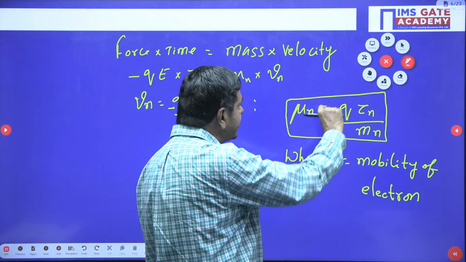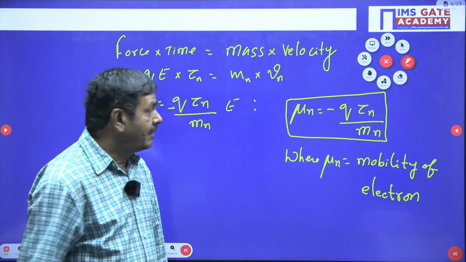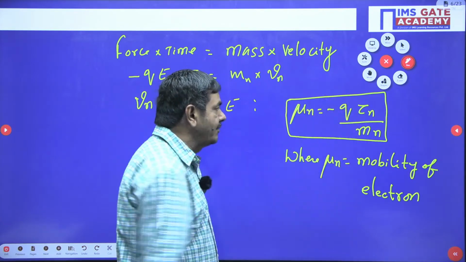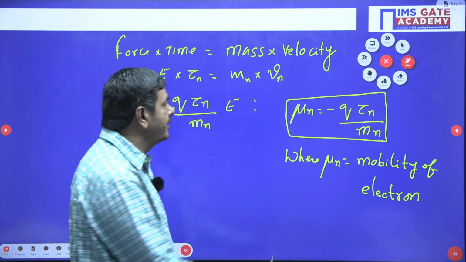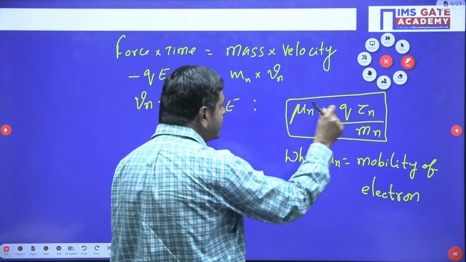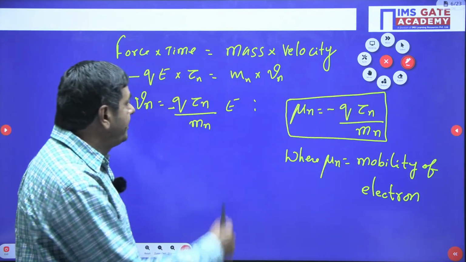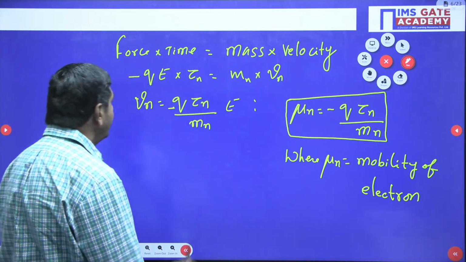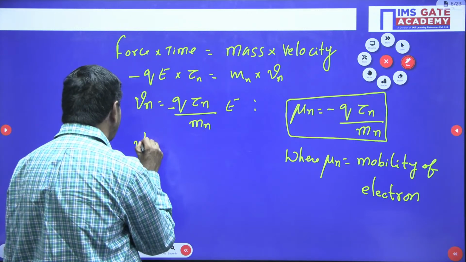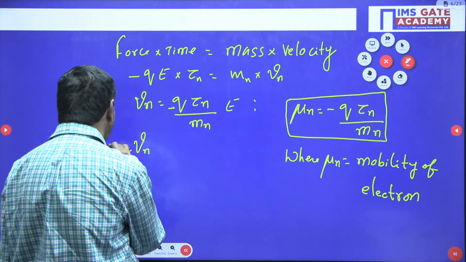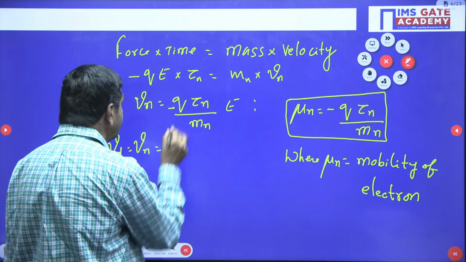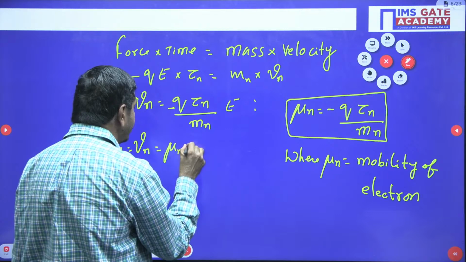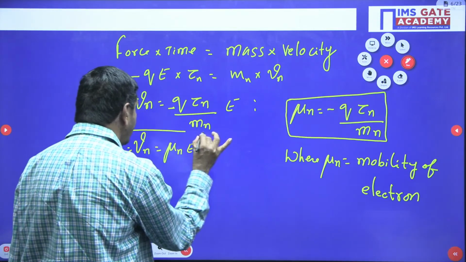In magnitude, the sign should not be considered. But with sign, the minus is a must only for mobility. Understand? Anyhow, the mobility of an electron can be calculated by charge times mean free time divided by the mass of the electron. Now finally, the velocity Vn or Vd also we can put. This value is nothing but mu into E, the mobility of electron into E. The formula you must remember.